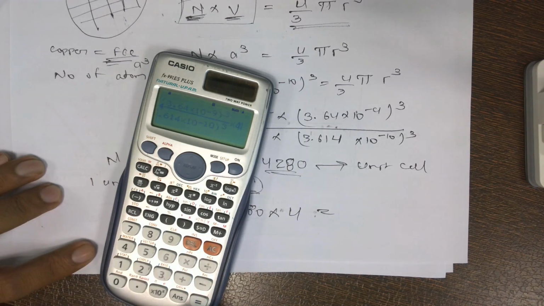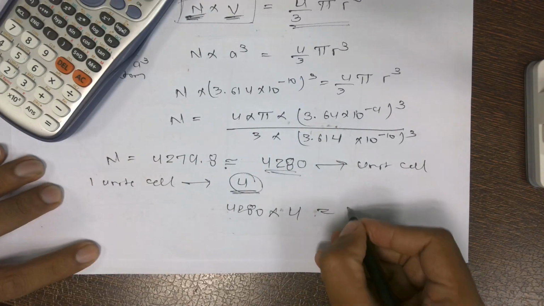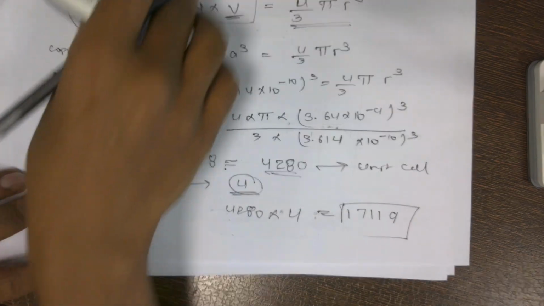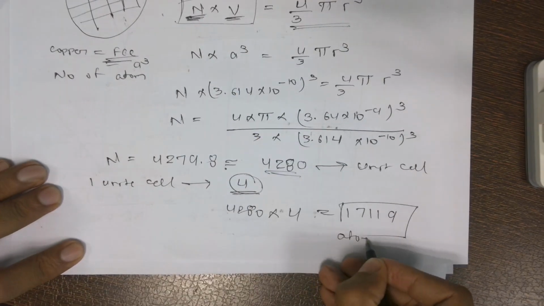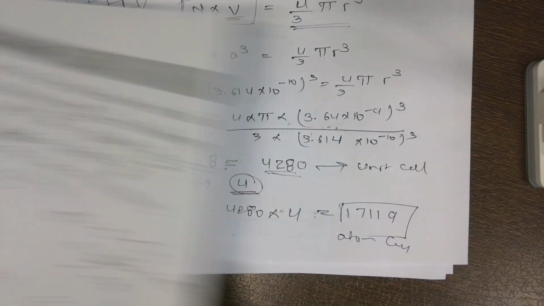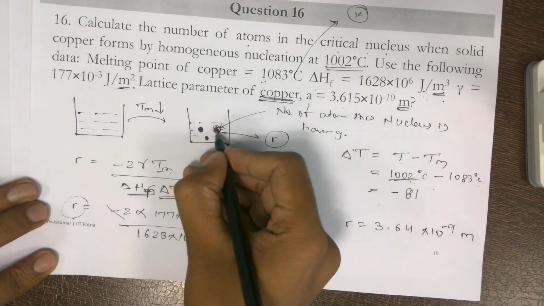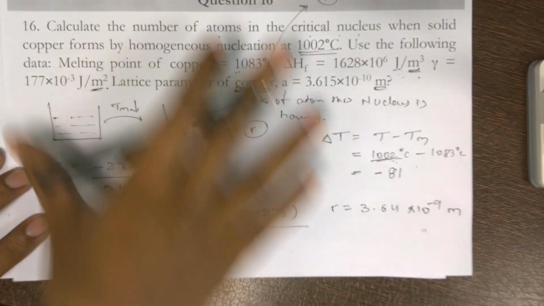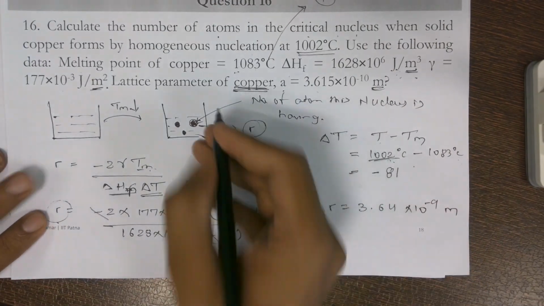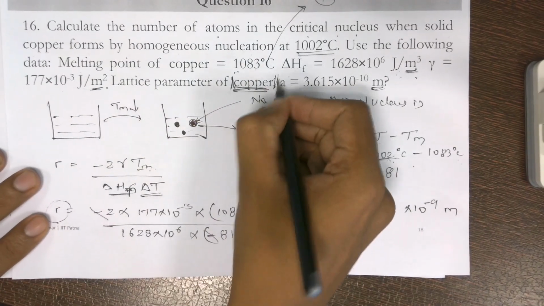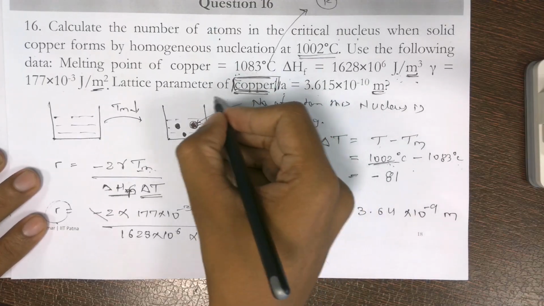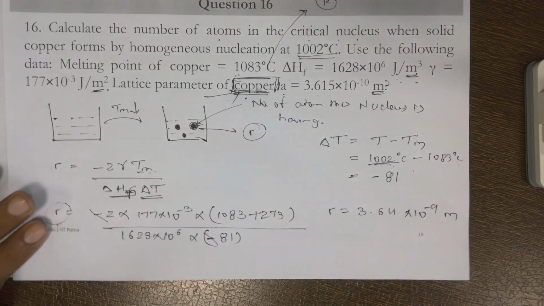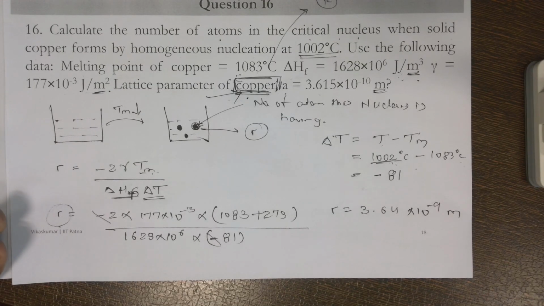Let me multiply by 4 and I will get the answer to be 17119. So this many atoms of copper will be there in this formed nucleus. So that's why it was a little difficult, but once we know the procedure, it's easy. The important point was the hidden information given by the word copper, which is FCC, and the FCC unit cell has 4 atoms in one unit cell.